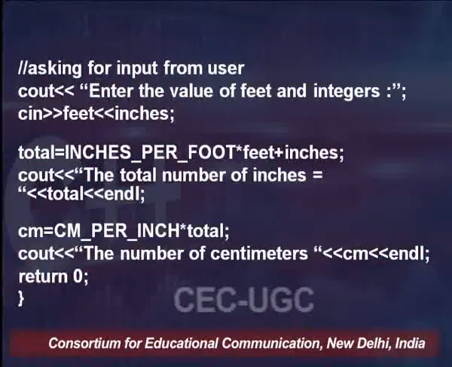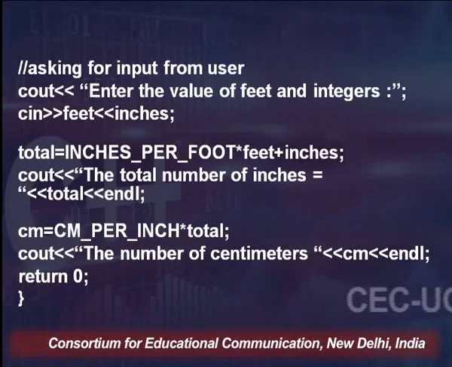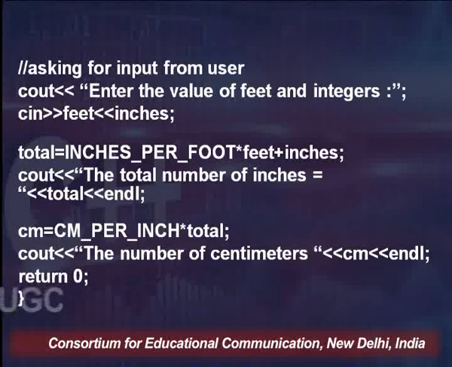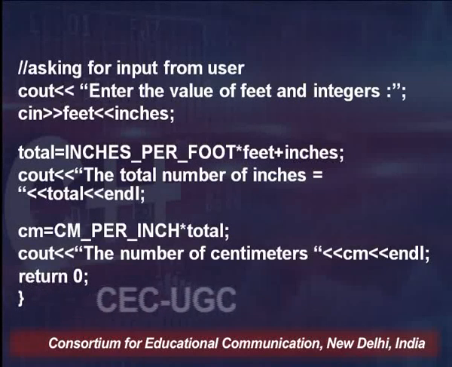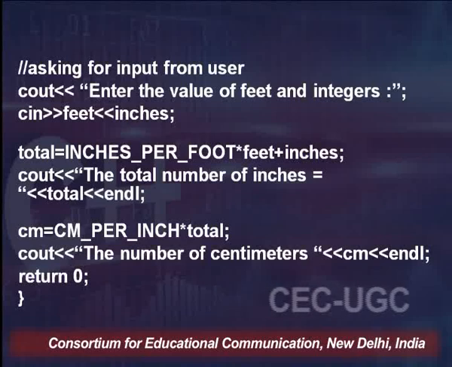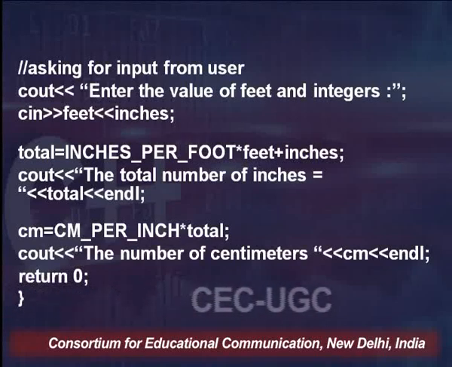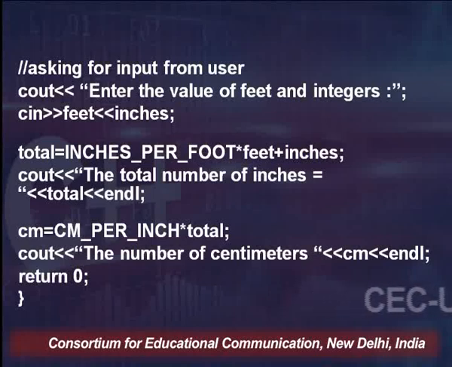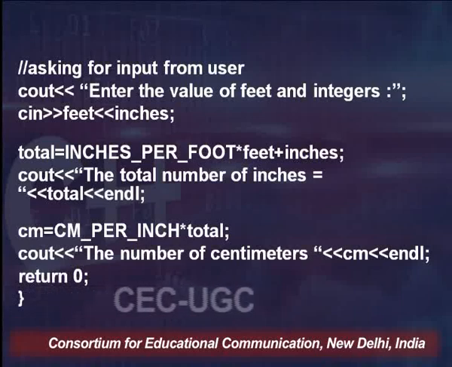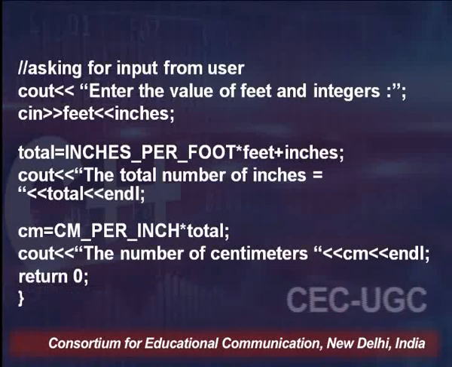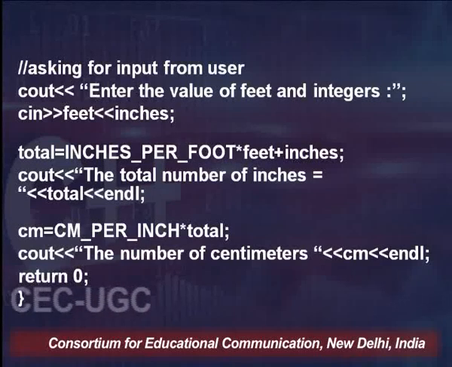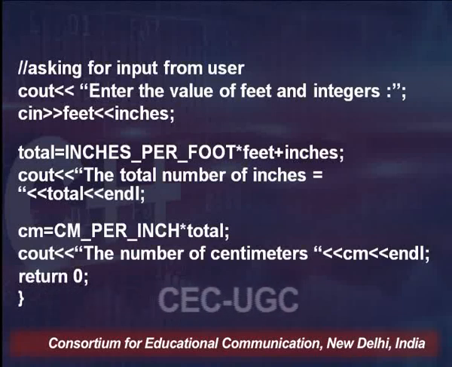Alternatively, in order to avoid this, we can use void main. Void means nothing, so in that situation we need not write return 0. But if I am writing int main, that means the last statement return 0 has to be there, followed by a semicolon. The function main starts with an opening curly bracket and ends with a closing curly bracket.